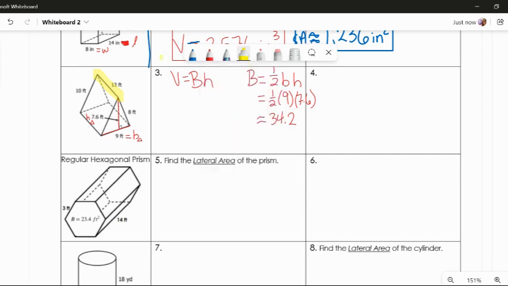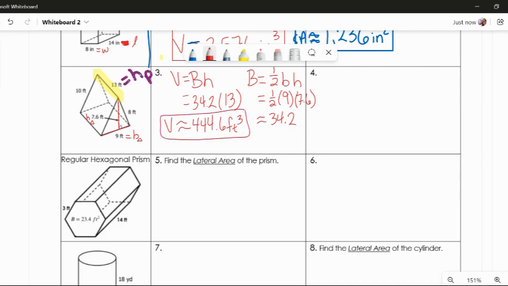Maybe really skinny. Okay, so the height of the entire prism is 13. Okay, so let's come back and find that volume. Volume is the area of the base, which we just said is 34.2, times the height of the prism, which is 13. If I put that in my calculator, I get that my volume is approximately 444.6 cubic feet.